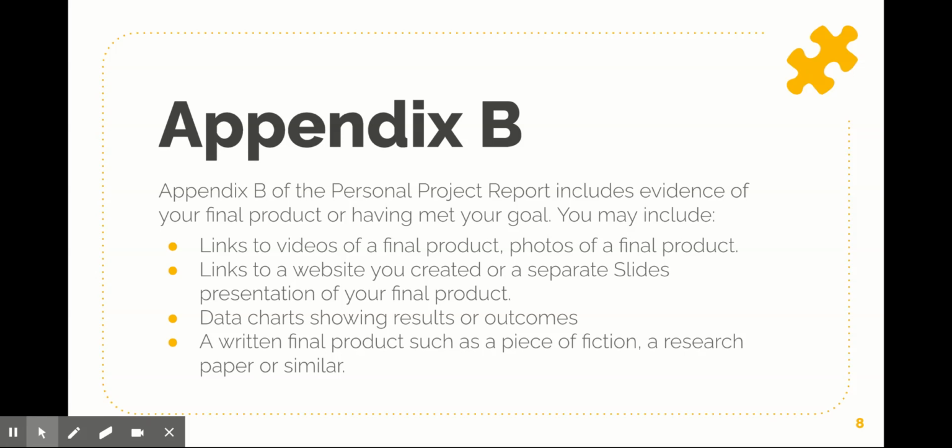If there's no way to include it as an appendix, there's a space on Canvas to submit your final product as a separate file. As always, you should check to make sure that any links you include are set to be viewable to anyone. You can check to make sure it's viewable by clicking the Share button and making sure that the link is viewable to all MCPS users.